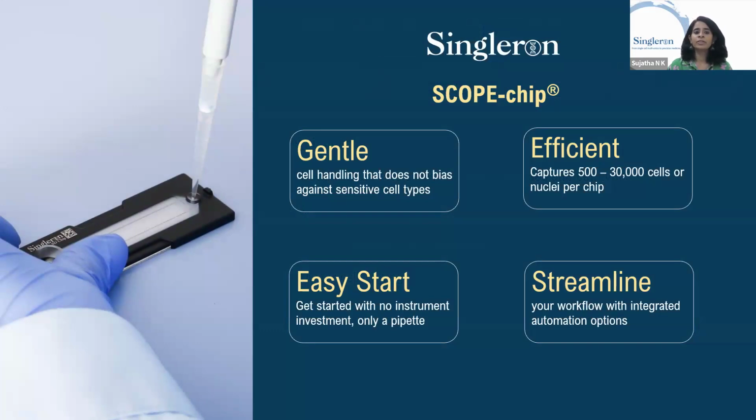The first part of our technology is the scope chip. It is a chip that looks like what you're seeing in the image here. It's the size of a slide, so it can be put under a microscope. These are the main key words that we would associate with it: a very gentle method of capturing, efficient because you can do between 500 and 30,000 cells or nuclei, and easy to get started with. As you can see here, it's just a pipette to load the cells into the chip. This whole process can also be streamlined and moved to an automated method, which I will mention soon.